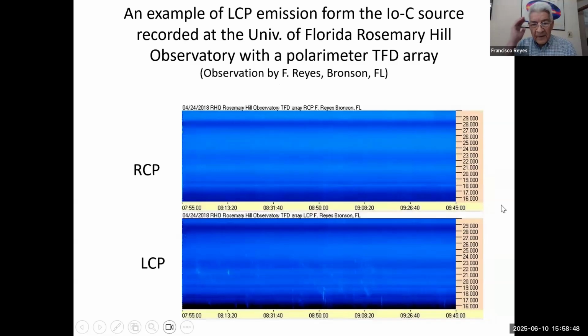All right. Another example, taken from an observation at Rosemary Hill Observatory, one of the observatories of the University of Florida. I have a TFD array there. It's a polarimeter array. And you can see that here we have emission from the Io-C source, which is left-hand polarized.